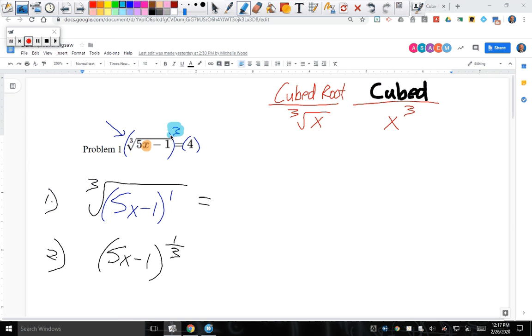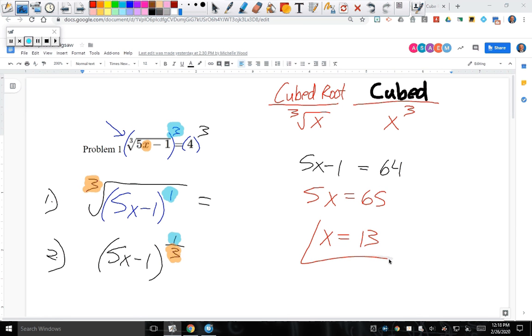So right now this 1 is here. This 3 is here, as far as its equivalent. So now let's go ahead and raise the right side to also the power of 3. What's 4 cubed? 64. What do I have left over on the left side? 5x minus 1. What would I do next? Add 1. And then? And my answer is 13. And yes, you can check it if you want.